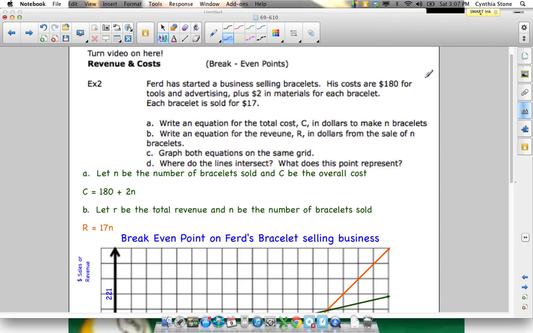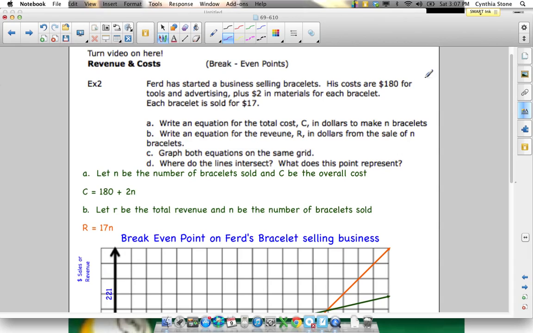If you have a restaurant, you've got to pay rent. Even if you don't sell one cheeseburger, you've got to pay rent, right? So you have to sell enough cheeseburgers to overcome that cost. And in this example, Ferd is selling bracelets. We're saying he needs 180 bucks just to get started, for tools and advertising, so his base costs.